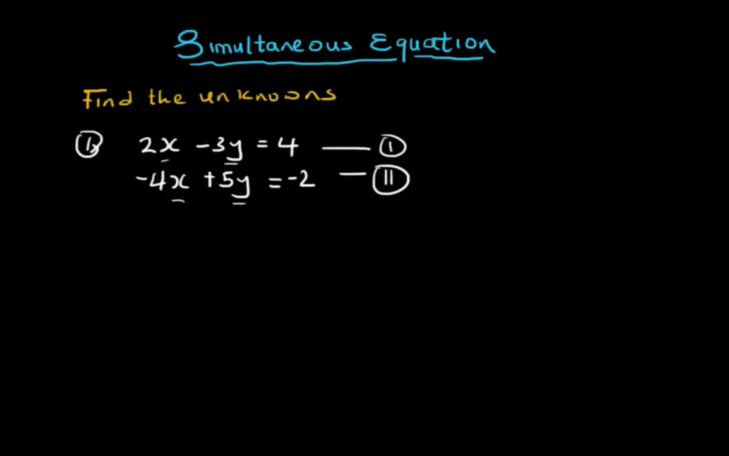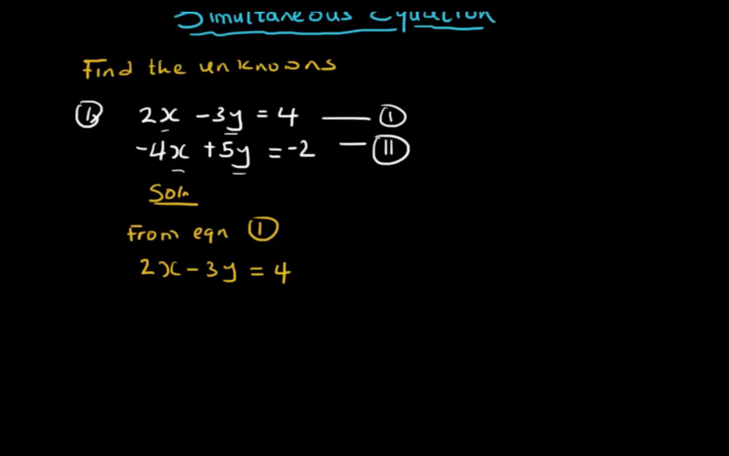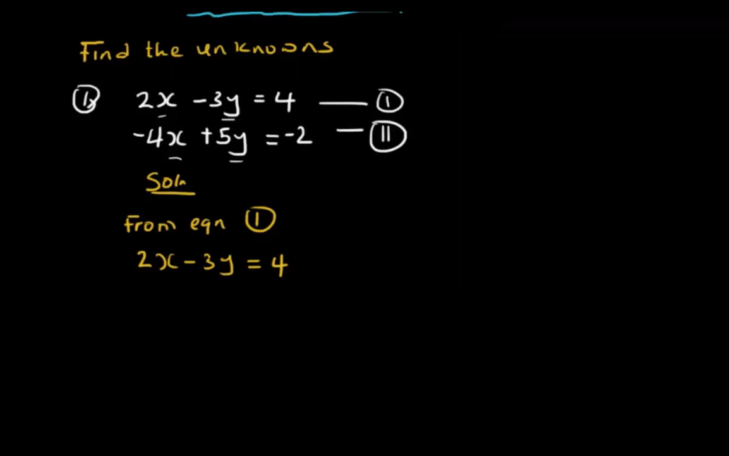So let's do this. I can start from equation 1. Equation 1 says 2x minus 3y equals 4. Now remember, you want to make one of the variables the subject of the formula. So minus 3y goes to the other side, and I'll be having 2x equals 4. When minus 3y moves to the other side, it becomes plus 3y.